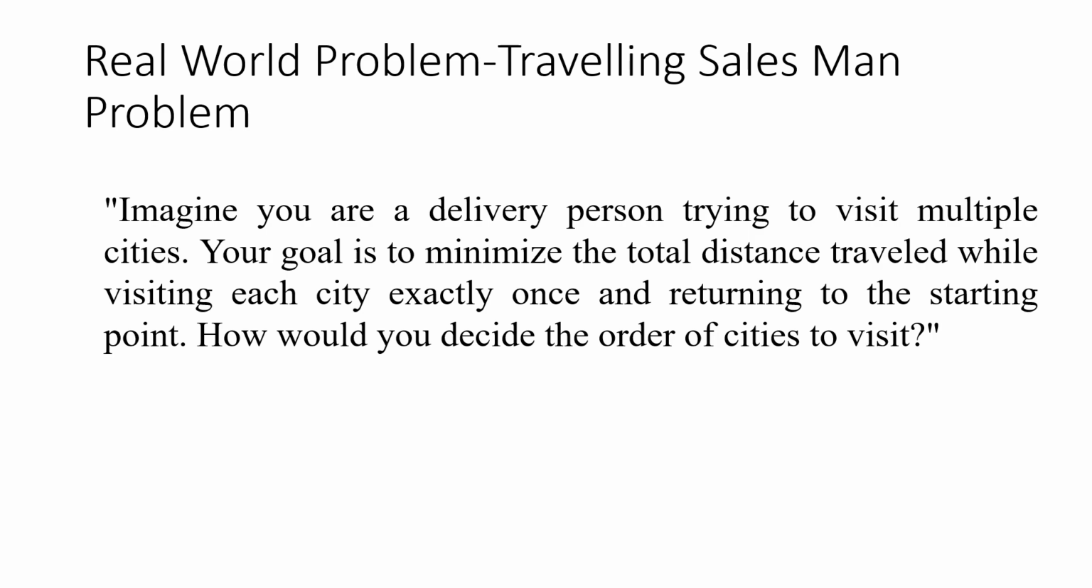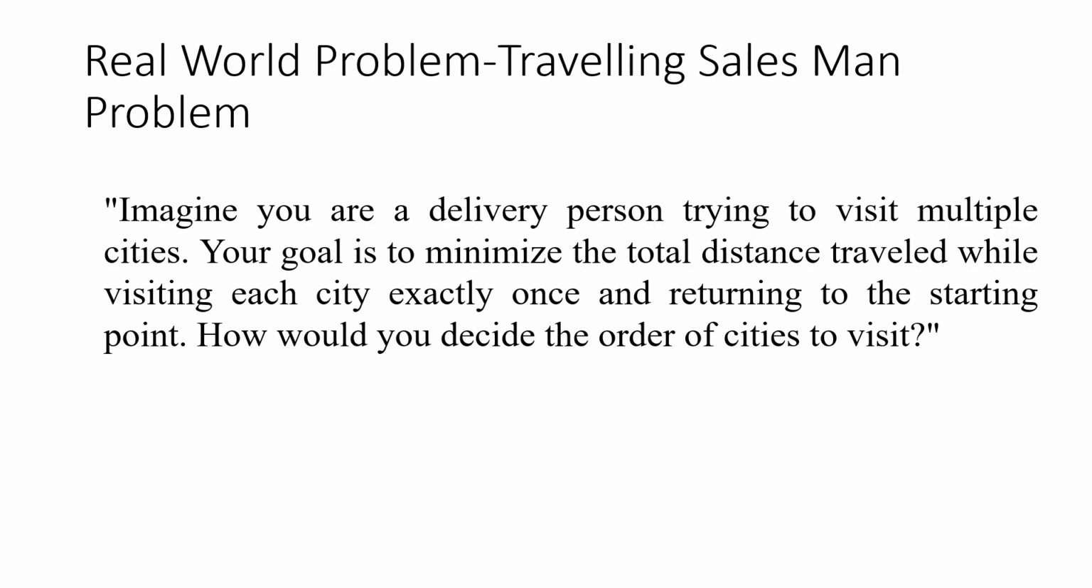Imagine you are a delivery person trying to visit multiple cities. Your goal is minimizing the total distance traveled while visiting each city exactly once. That is also a very important constraint. We need to visit a particular city only one time, not many times. And you return to the starting point. How would you decide the order of the visits? The constraint is that we need to analyze the shortest path with the shortest value, and the optimal value also.